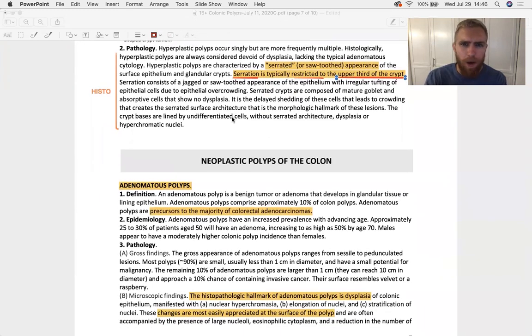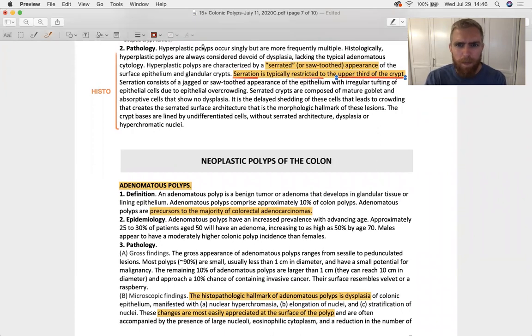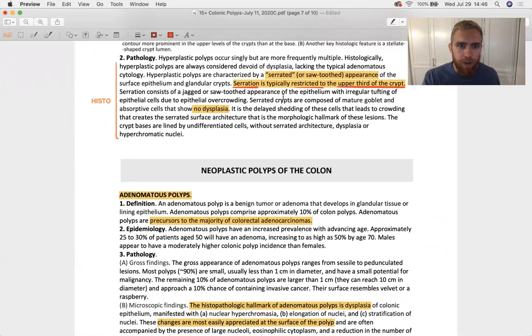So a hyperplastic polyp, just to wrap it up, is composed of mature goblet and absorptive cells that show no dysplasia. And the reason why you see this serrated surface architecture is because epithelial cells and goblet cells are just dividing, and they're pushing each other upwards. And that's creating the lumpy, bumpy topography that you observe on these tumors.